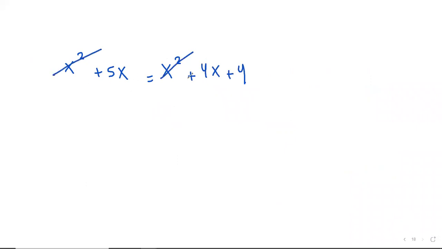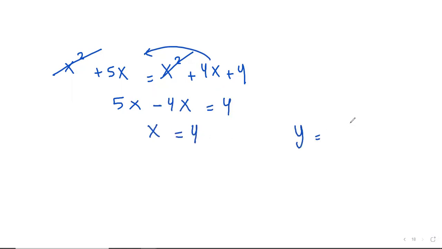We are left with 5x here, and we can move 4x to the other side. So 5x minus 4x, x equals 4. And y is equal to x plus 5 from equation 1. So y is equal to 4 plus 5, which is 9. Then the two numbers are 4 and 9.